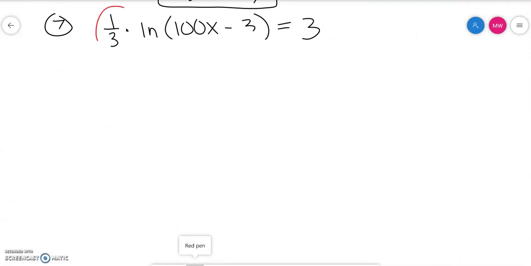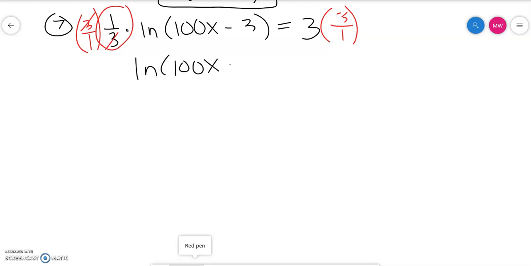So we know in this problem we need to get rid of the number out in the very front first. So again, we're dealing with a fraction. The opposite of 1 over 3 is 3 over 1. Those 3's, the 3 on top, the 3 on bottom, that'll cancel out, so we're left with just one natural log. So I can just write natural log of 100x minus 3. And then over here it's just 3 times 3 over 1. Well, 3 over 1 is just 3, so 3 times 3 is 9. Okay? All right, so we get rid of the number out in the very front first.